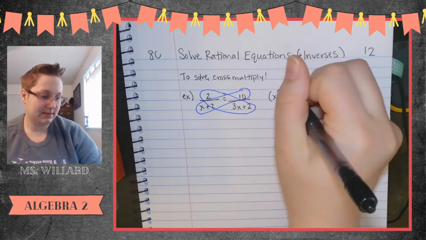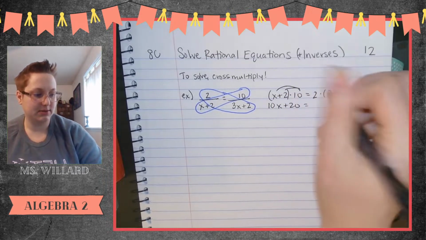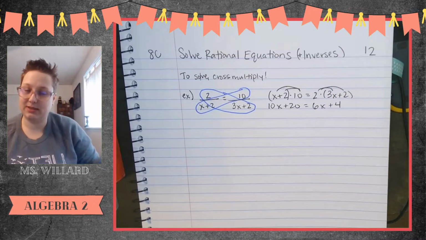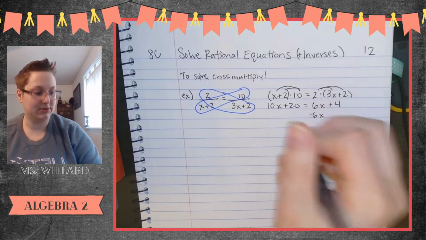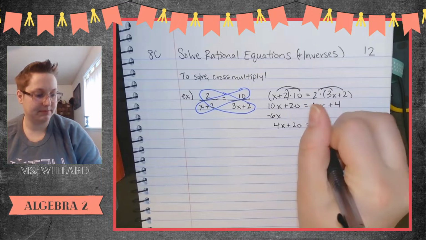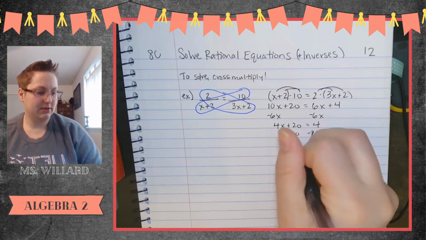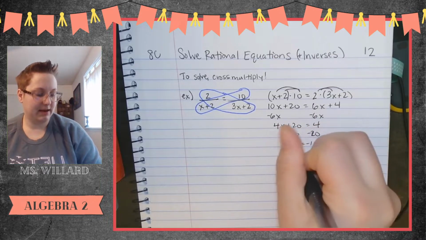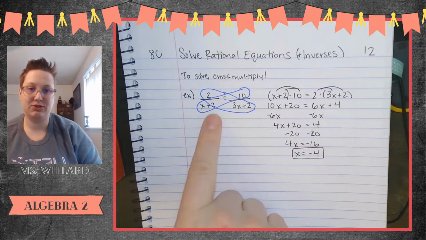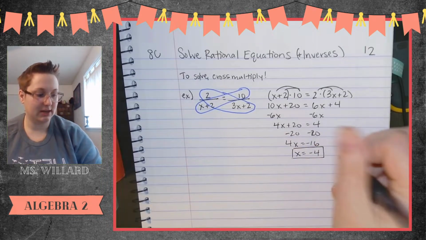Okay, so I'm going to distribute this. So I get 10x plus 20 equals 6x plus 4. And then I'm going to continue to solve by subtracting 6x from both sides. So 4x plus 20 equals 4. And then subtract 20. So 4x equals -16, and then divide by 4. X equals -4. Cool. That was not in my restricted domain of -2 and -2/3, so I'm good. I checked my work.